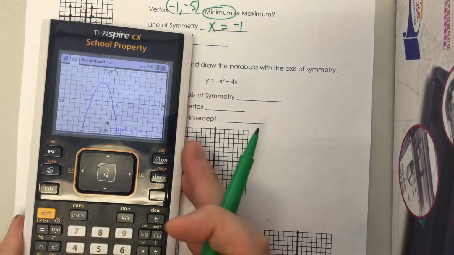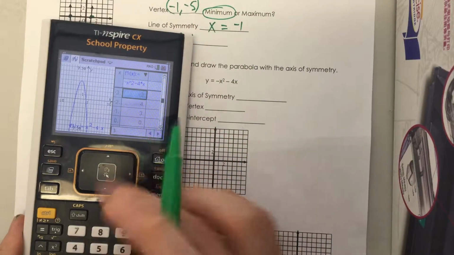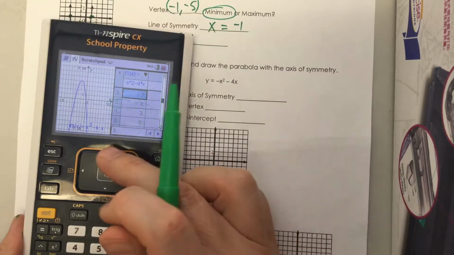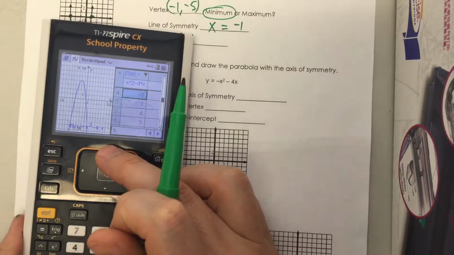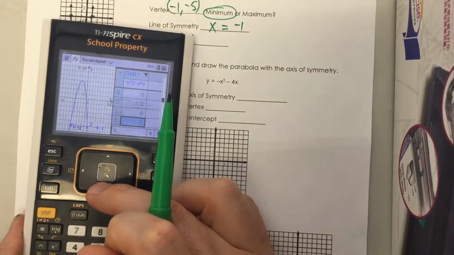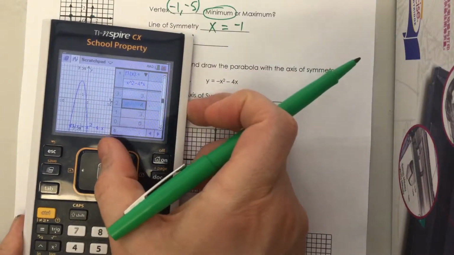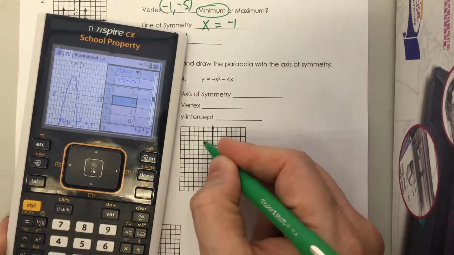Verify it in the table. Go to negative 2. There it is. And notice the 4 is the only y value of 4 that we have. We have a 3 and a 3 above it. We have a 0 and a 0, right? 4 is the only y value that doesn't have a twin y value. So negative 2, 4 is my vertex.